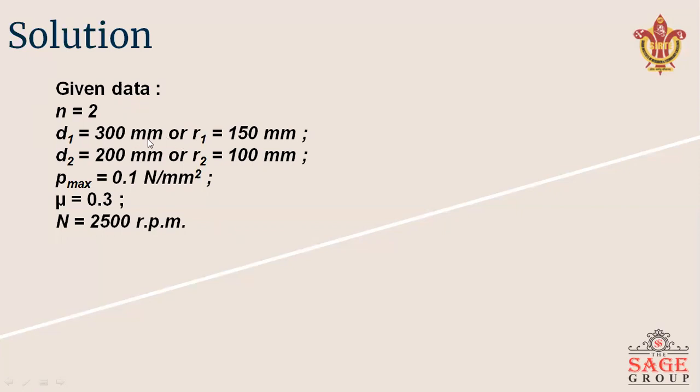The outer diameter is 300 mm, so we have to calculate the value of r1, which is half of 300, that means r1 is 150 and r2 is 100. The maximum intensity of pressure is equal to 0.1 Newton per mm square, the coefficient of friction is equal to 0.3, and the speed is given as 2500 rpm. So now we have to calculate the power transmitted by the clutch.